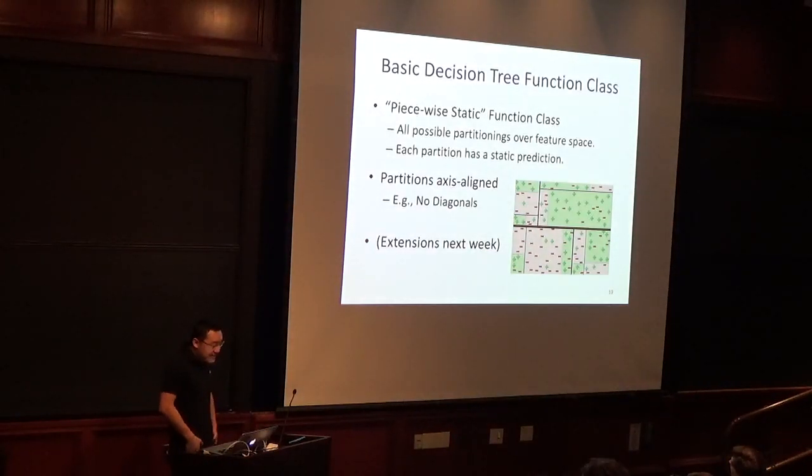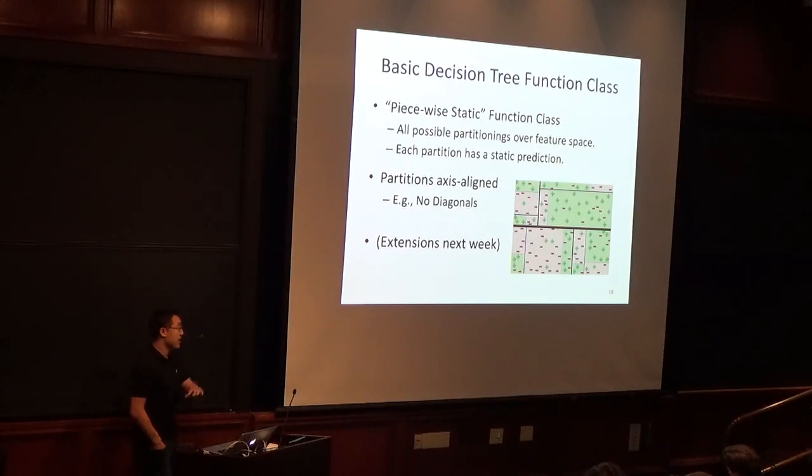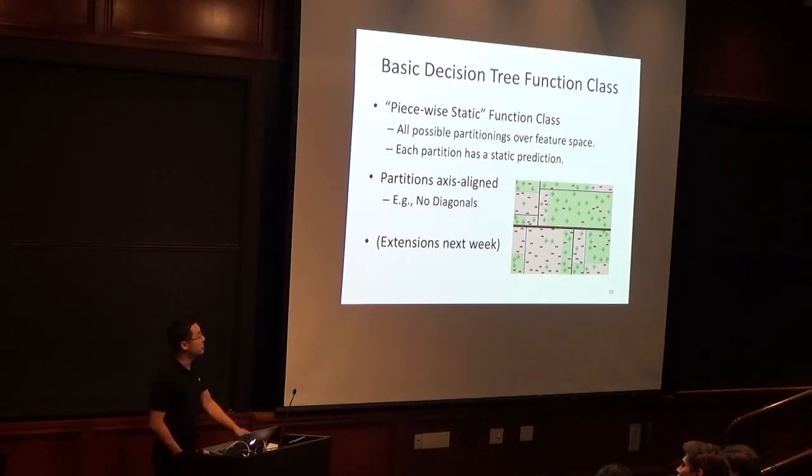Okay, so what is the decision tree function class? We talked about model classes and function classes throughout this class. And again, I'm referring to model class and function class interchangeably. I don't distinguish between those two vocabulary terms in this class. So a decision tree function class is the class of piecewise static functions.